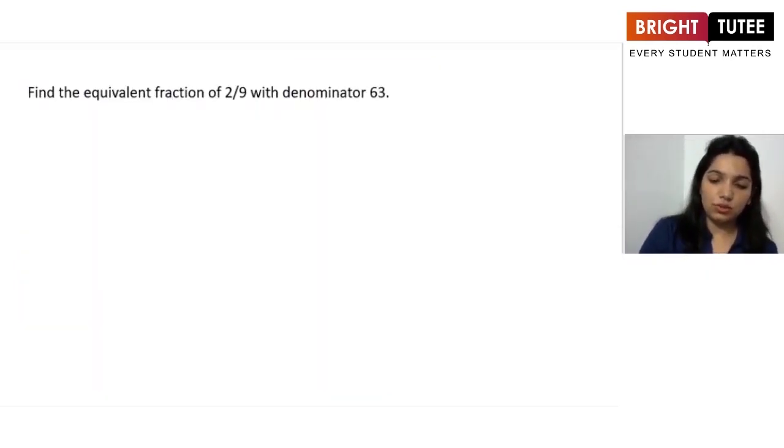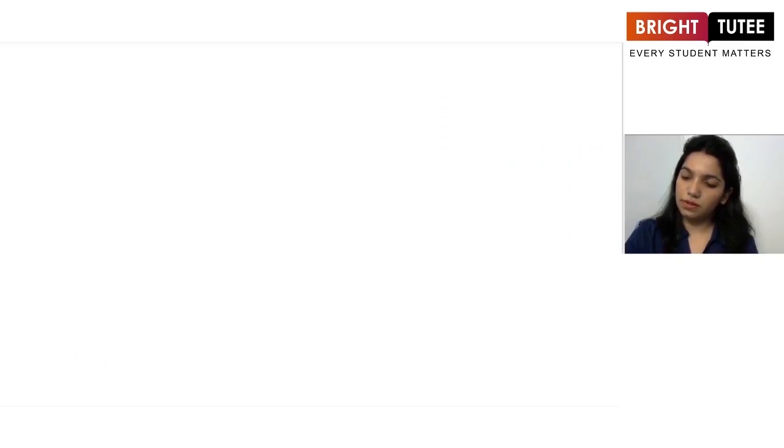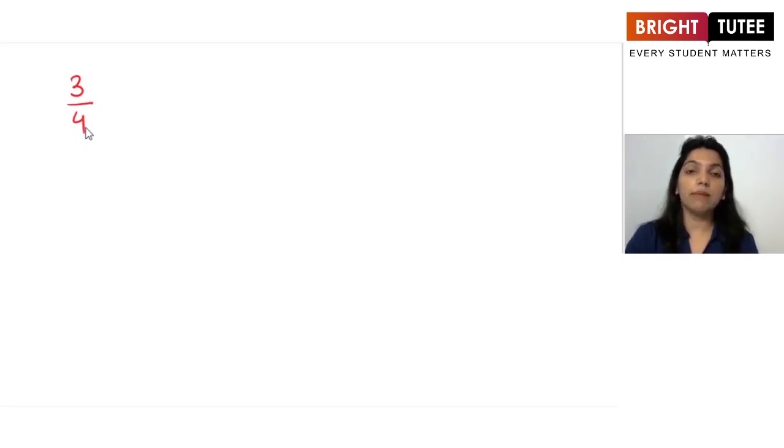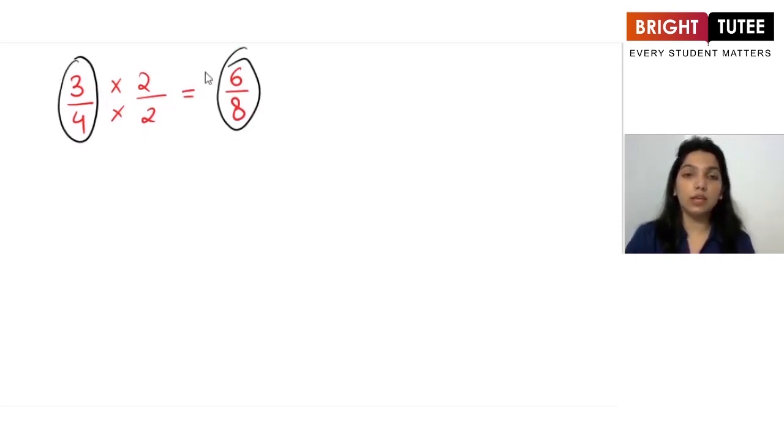Basically, let's do this again. Let's put another blank slide so that we can discuss this more. Let us discuss what we just learned even more. Say you have 3 over 4. Let us think about an equivalent fraction to 3 over 4. Let's multiply both the numerator and denominator by 2. The answer is 6 over 8. So we know that 3 over 4 and 6 over 8 are equivalent fractions.